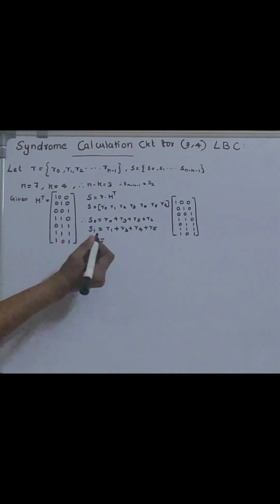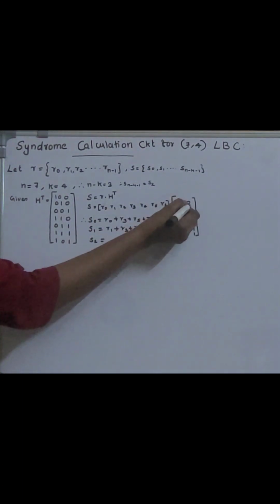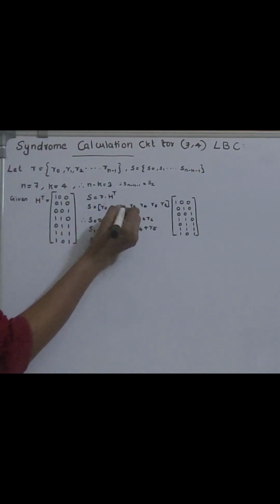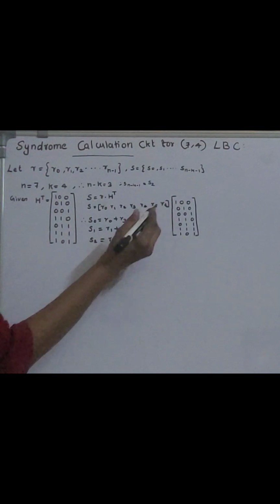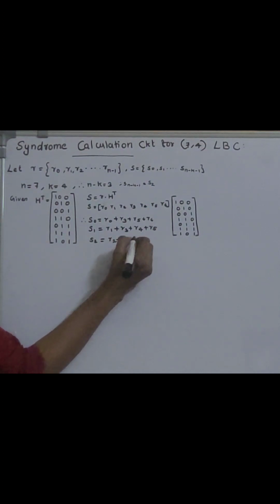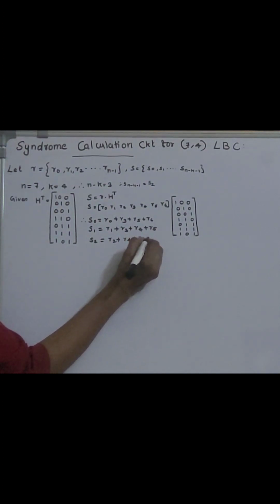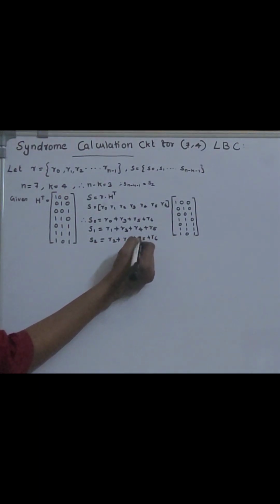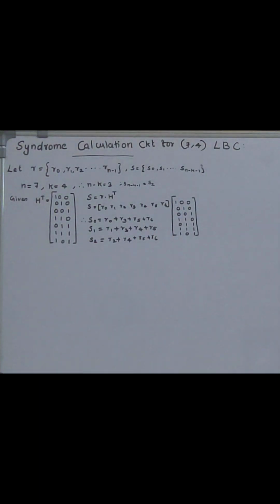Then the final equation, that is for S2: the first two terms will be 0. Then we have R2, then the fourth term also 0. R3 will be 0. Then we have R4 plus R5 plus R6. So the equation for S2 is R2 plus R4 plus R5 plus R6. Now we are going to draw the syndrome calculation circuit for this H transpose.